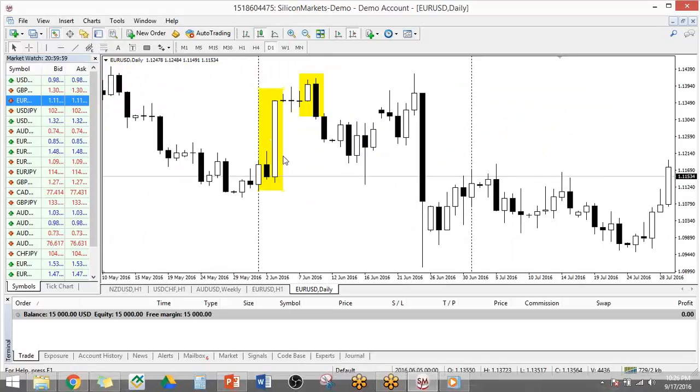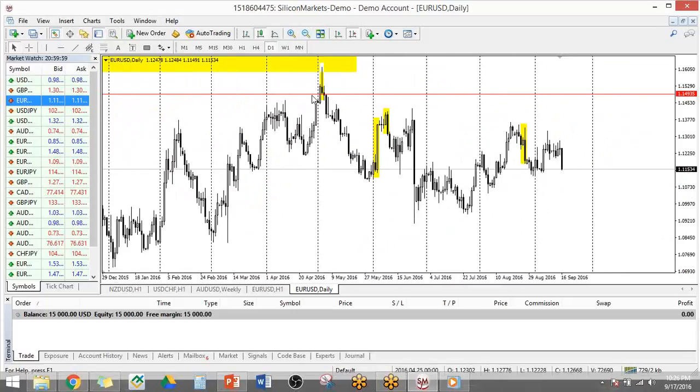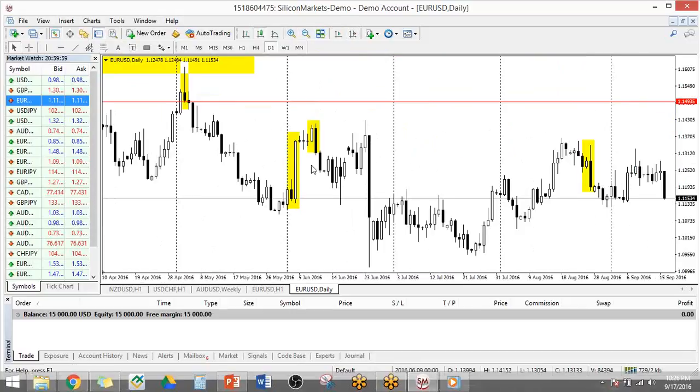Okay, and it's kind of in the middle of nowhere. I don't really see any supports or resistances right there. It's just kind of in the middle of everything. So that might not be a good trade to take. But nonetheless, this is still an example of an engulfing candle. So you guys can also take that.